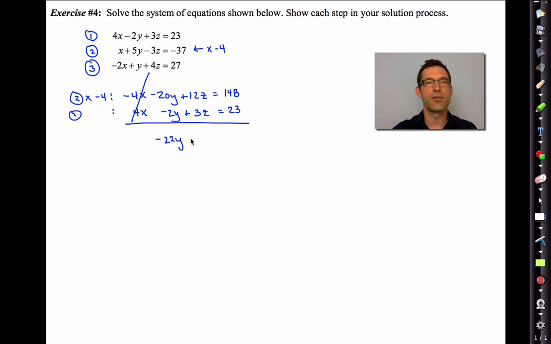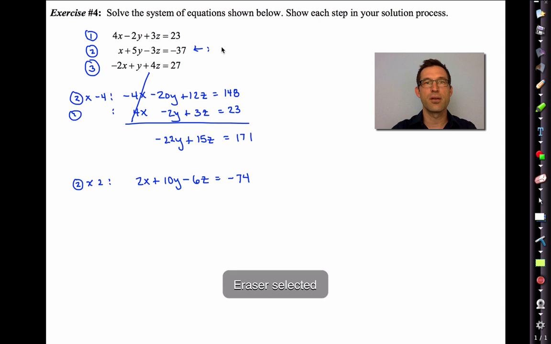-22y, remember all negative there, plus 15z is equal to 171. Just making sure. After that last problem, I am not sure of anything. Okay, so now we have to eliminate the x from equation 3. That's going to be pretty easy because we're going to take equation 2 and multiply it by a positive 2. It's going to give me 2x plus 10y minus 6z is equal to -74.